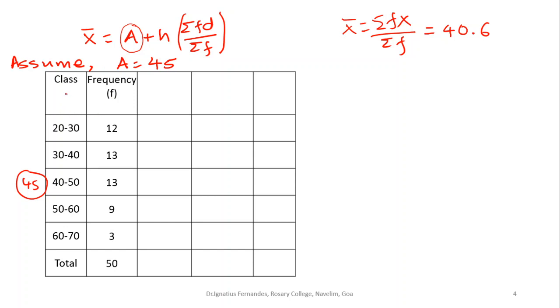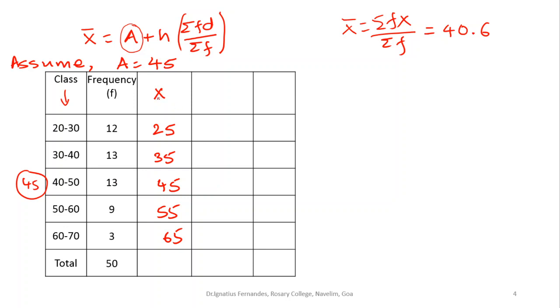So the classes are here. Of course, instead of 45, I could have also assumed it to be 40 or 50. For that matter, I could have also assumed it to be 70 or even 20. Ultimately, the answer is going to be the same. But if you take an intermediate value, the values that we are dealing with are going to be smaller. We find out the class marks our usual way. So 20 to 30, we know the class mark is 25. 30 to 40, it is 35. Then next is 45, 55, 65. These are the mid values of each of these classes.